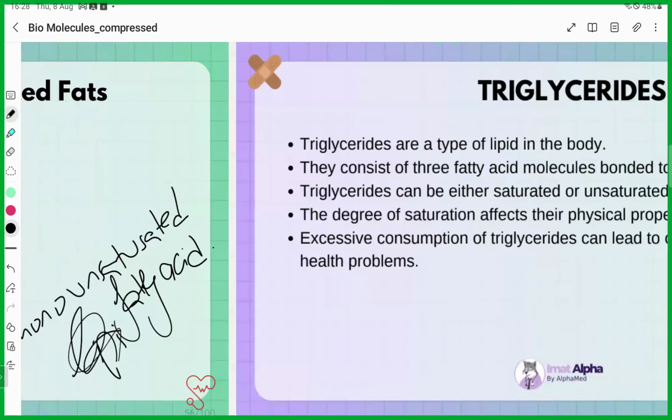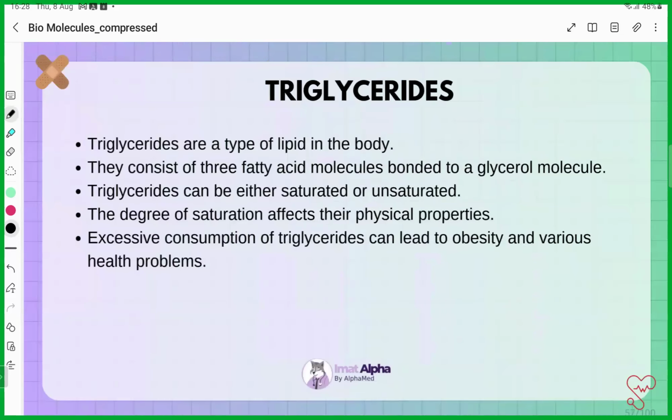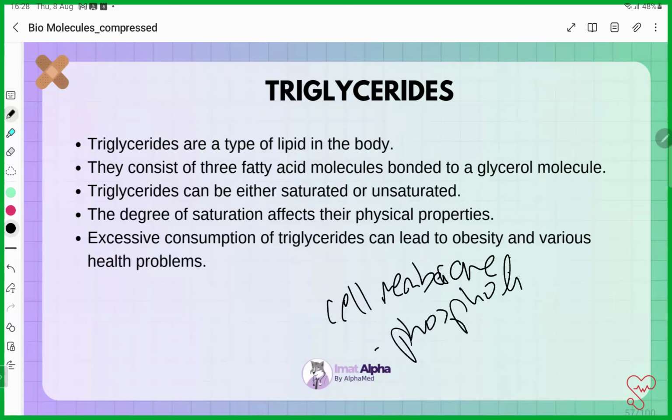Triglycerides are a type of lipid in the body. Guys, triglycerides are a lipid in the body, but they are not the main lipid in the cell membrane. Triglycerides have nothing to do with the cell membrane. The cell membrane is created by phospholipids and by glycolipids. Triglycerides have nothing to do with the cell membrane.